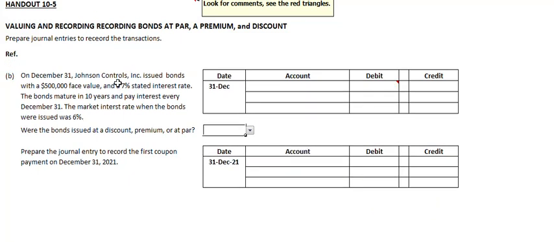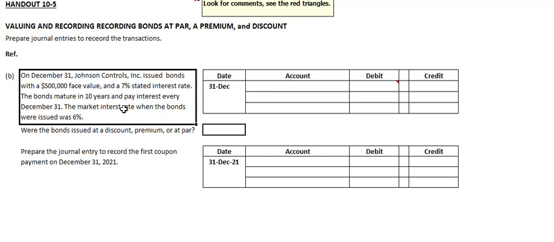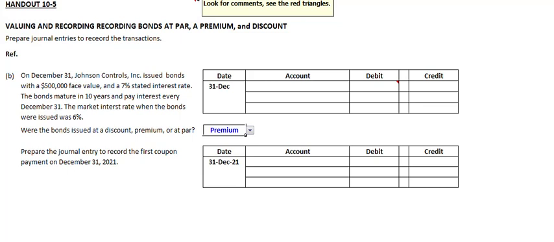Let's consider scenario B. Again, Johnson Controls is issuing the same bonds, but now we're told the market interest rate when the bonds are issued is 6%. So investors are only requiring a 6% rate of return to lend money to Johnson Controls. Their bonds are paying a 7% rate of return. Seems like a good deal. More investors will want to buy these bonds and will bid up the price. These bonds will sell at a premium.